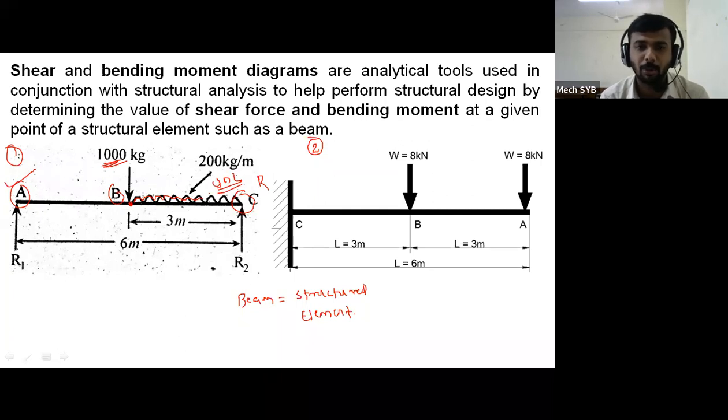Now for this introduction purpose, you just imagine that the beam is subjected to a number of loads. So now in figure number 1, two loads are applied. One is a point load at point B and another is a UDL from point B to point C. That means two types of loads are applied. Due to these loads applied, bending of the beam is taking place. So like this.